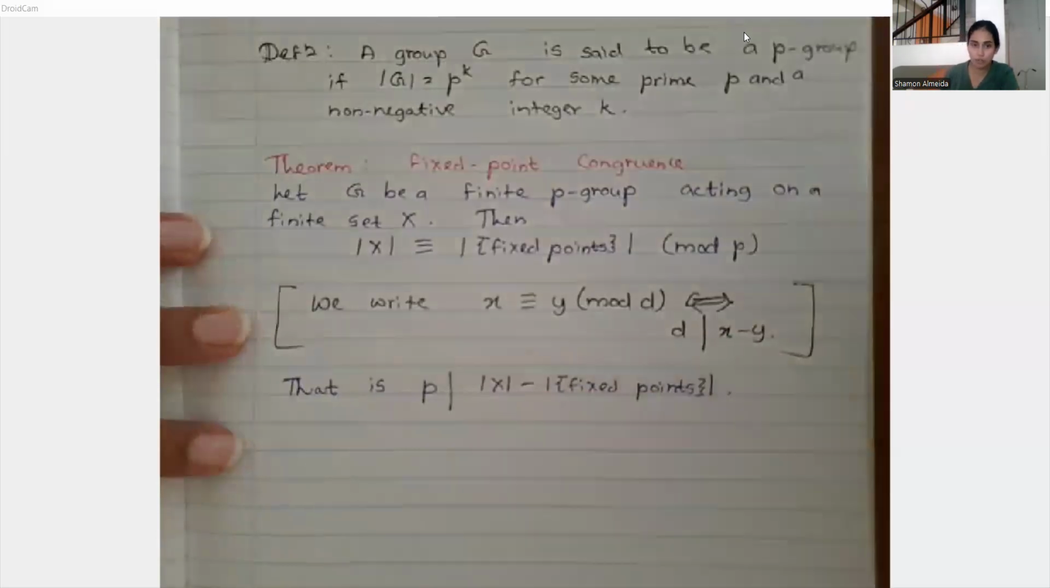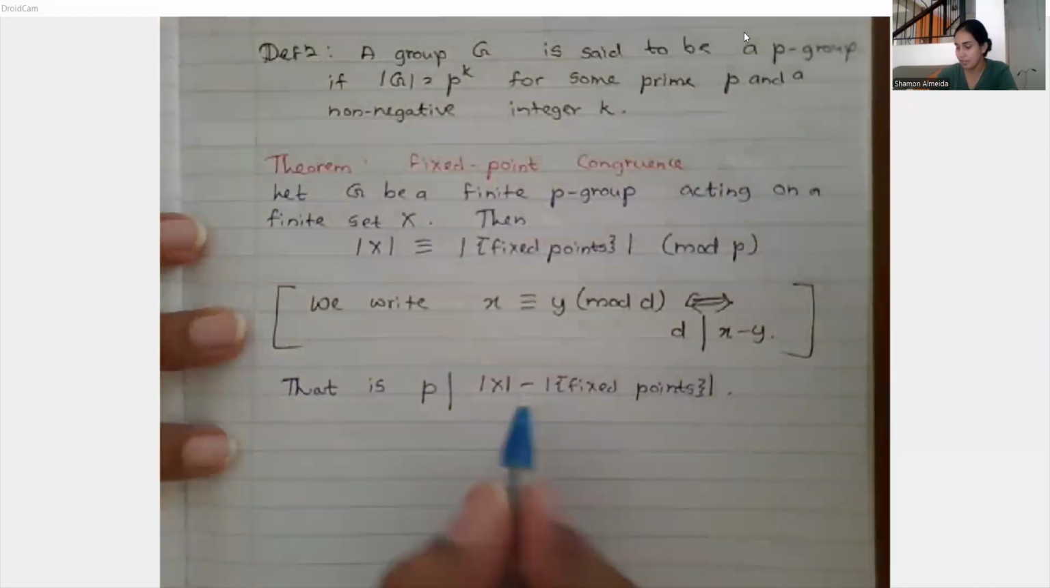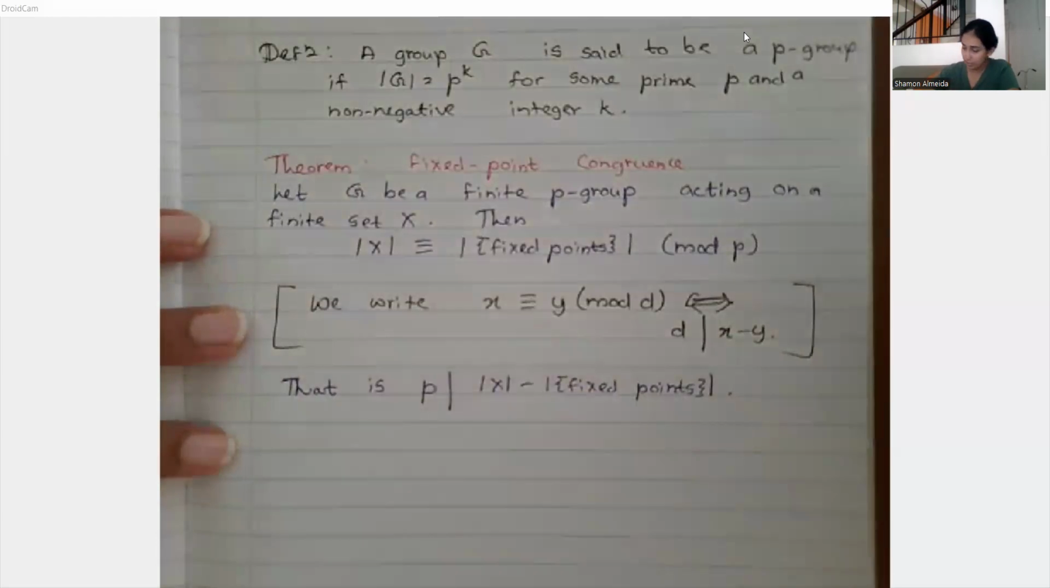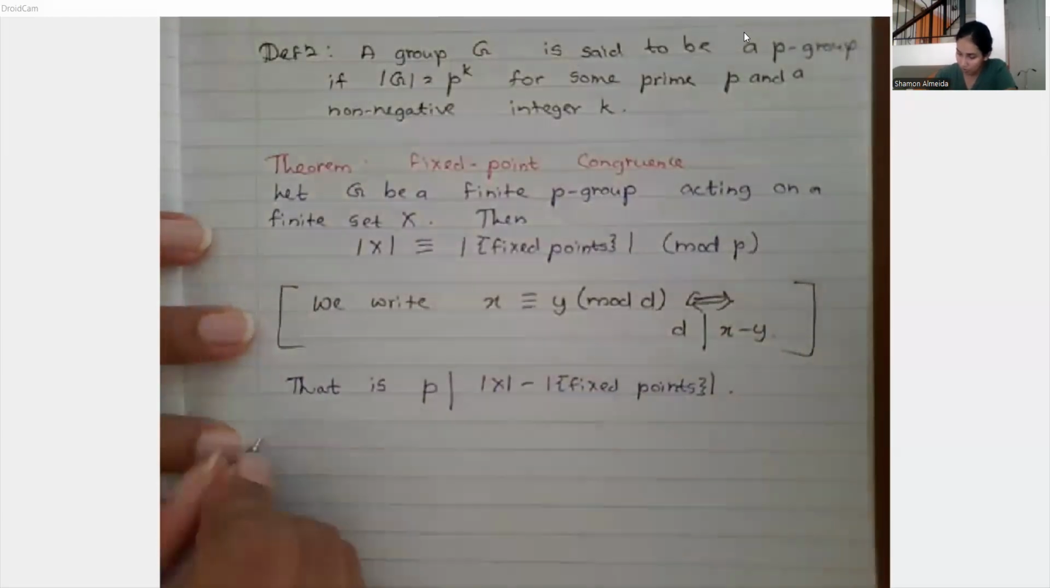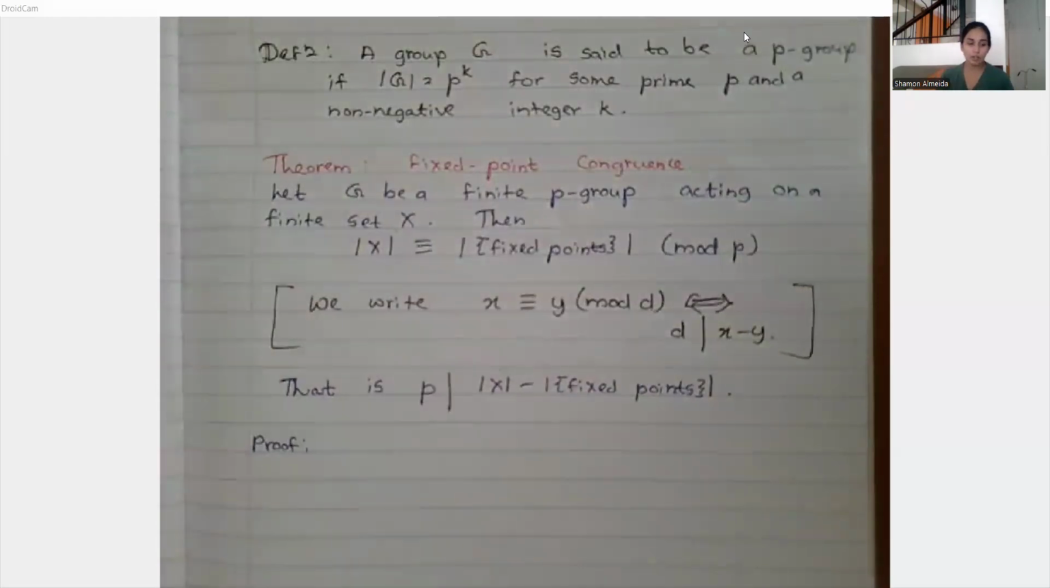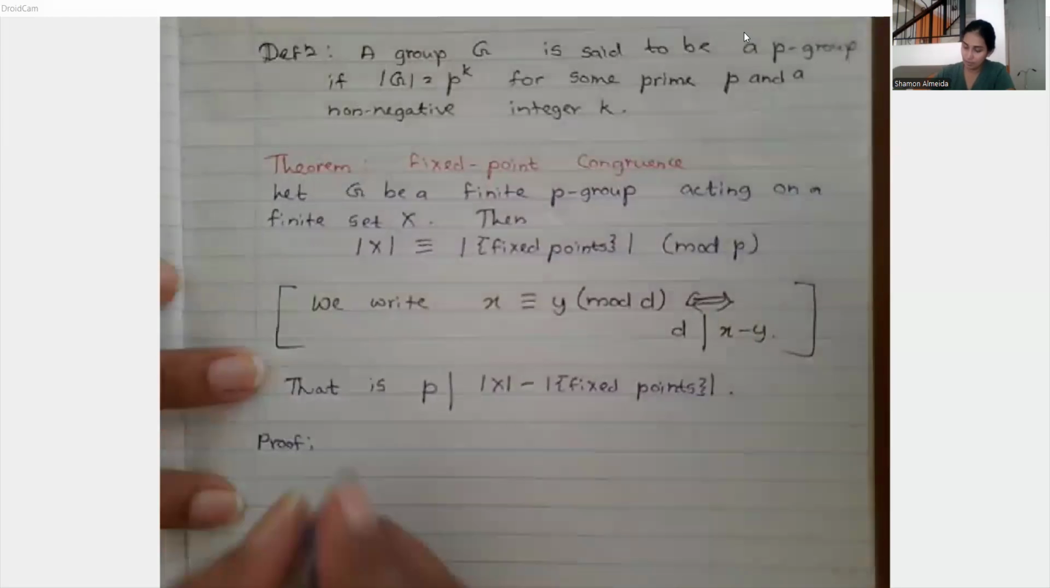This is what we have to show, that P is a divisor for this quantity. Right. Let's go to the proof. X is a finite set, right? So what we are going to do in this case is we will pick the distinct orbits in X. So let's write that.